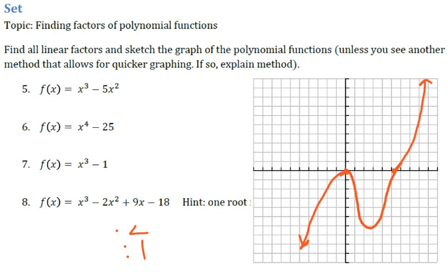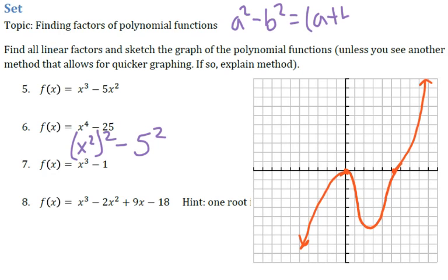This is one of those special factors. It's called the difference of squares, because x to the 4th is like x squared squared, and 25 is like 5 squared. The rule is, if you've got a squared minus b squared, you factor a plus b times a minus b. That's what we end up doing.